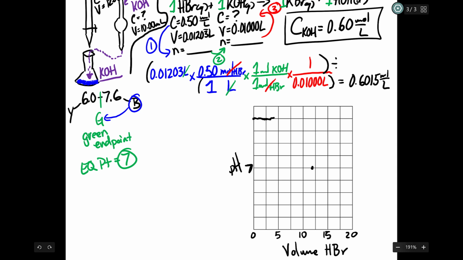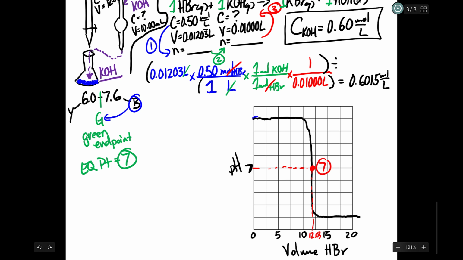So I'm going to have flat, flat, flat, flat. Then all of a sudden it's going to go quite vertical. And then it's going to come out flat, flat, flat, like that. So the equivalence point is at 7. And the volume it took to get there was roughly, 12.03 is roughly there. And this is the general look of it.